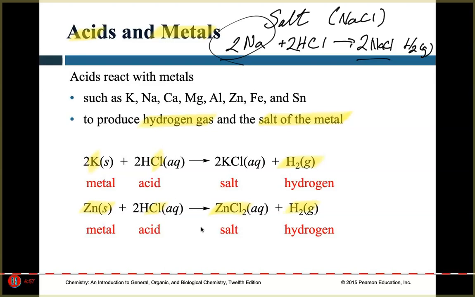What you would see in this particular reaction, and sometimes HCl can be extremely vigorous when it reacts, is that occasionally you can light the hydrogen on fire. But if this was done gently, you'd see bubbling because it's producing gas.